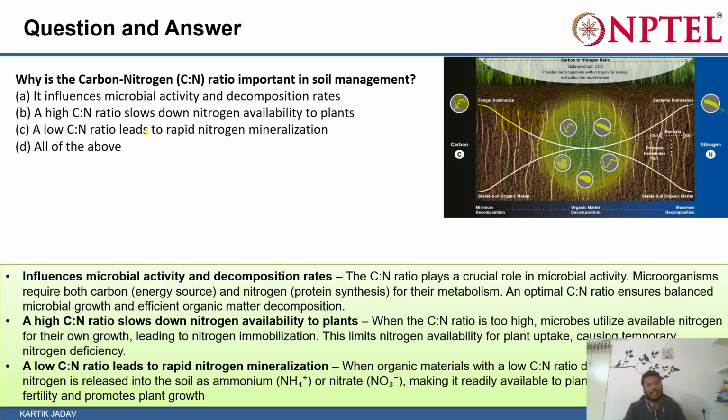And a low C:N ratio leads to rapid nitrogen mineralization. That is also correct, right? So whenever organic material with a low C:N ratio decomposes, the nitrogen is released into the soil as ammonium or nitrate, making it readily available to plants. So all of the above are correct in relation to the carbon nitrogen ratio.